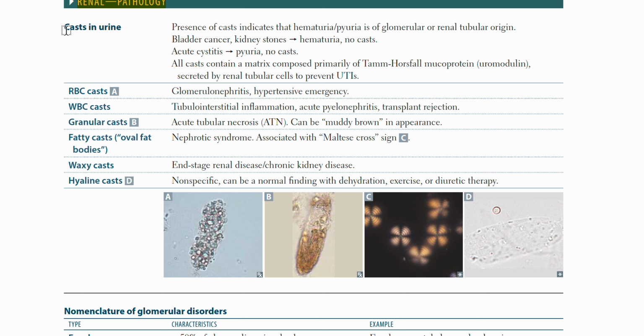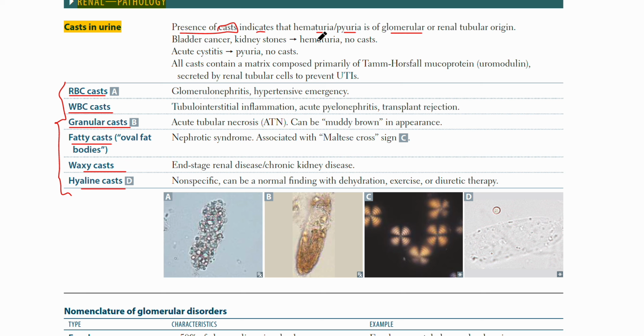So let's talk about casts in urine. What are casts in urine? Different casts in urine are seen in renal diseases, like RBC casts, WBC casts, granular casts, fatty casts, waxy casts, hyaline casts. These all are very important findings of urinalysis, right? The presence of casts indicates that hematuria or pyuria is of glomerular or renal tubular origin.